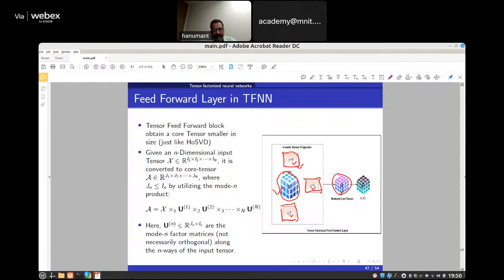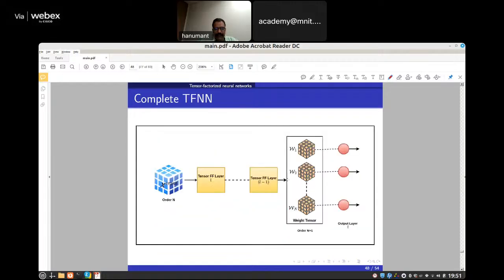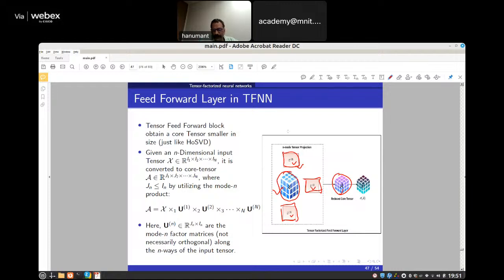But since it is data and some uncertainty is there, we can use machine learning methods here to get an approximation of U1, U2, and U3. So basically learning of this. When we want to identify U1, U2, U3, in machine learning language it is basically known as learning of U1, U2, U3. Okay, so this particular thing is one thing, and then it is passed through your nonlinear function. So this is the entire tensor feed forward layer.